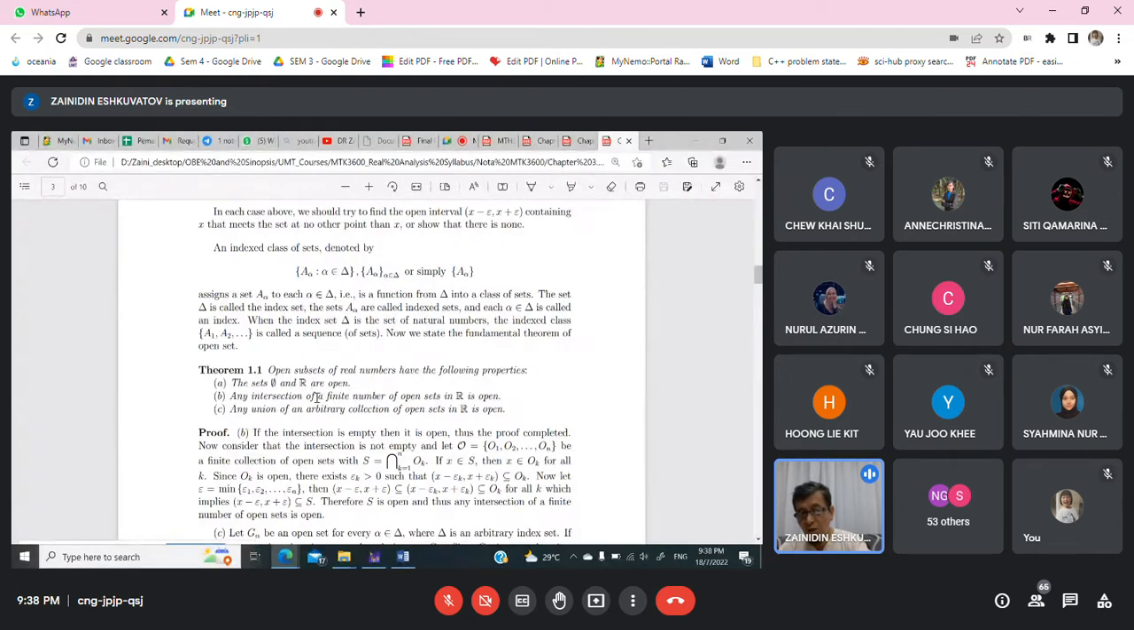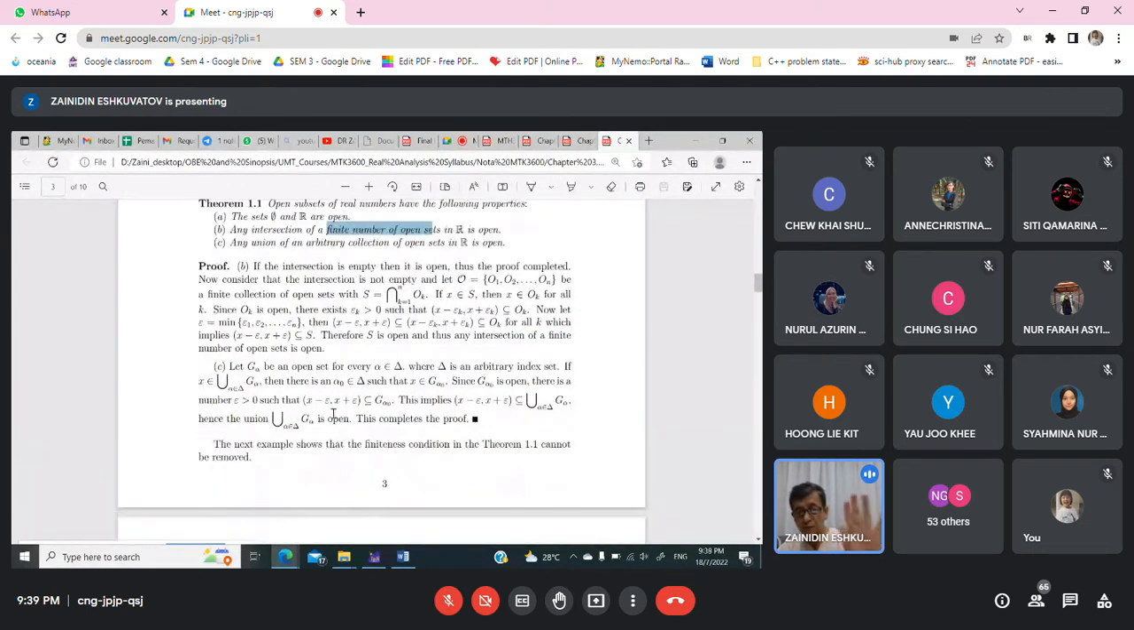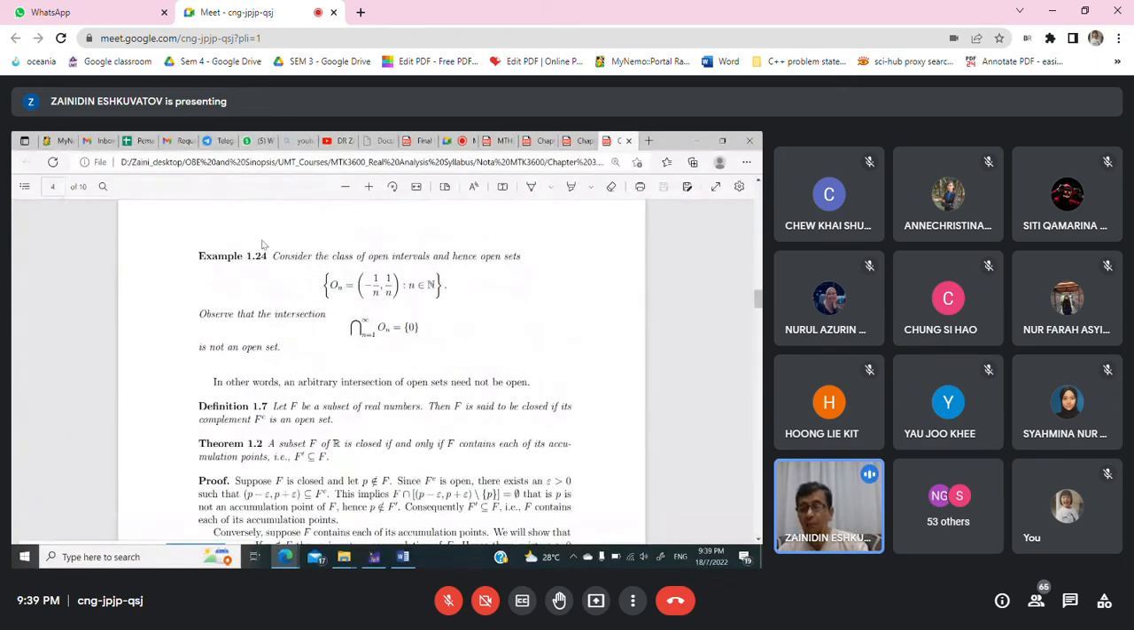The intersection of a finite number of open sets in R is open. You see, finite number. Any union of an arbitrary collection of open sets in R is open. Here R is open. This one is, but here it is a finite number of open sets, intersection. Here any union of an arbitrary collection of open sets is open. So, very important theorem. Please memorize it and learn the proof of this theorem, then apply it to the problems.